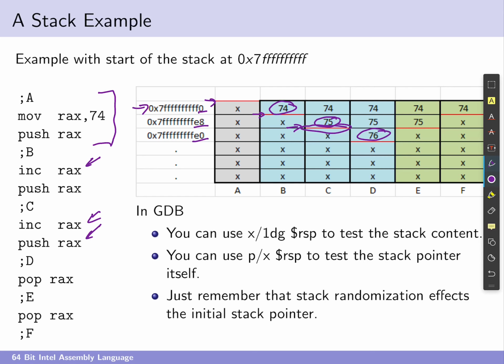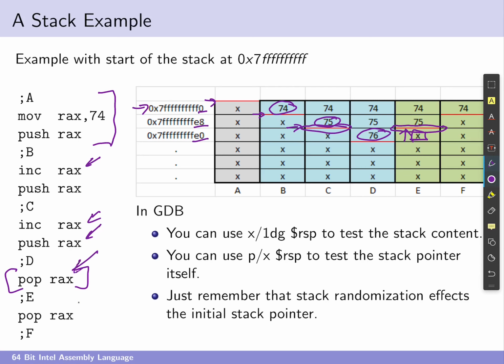What happens if we execute a pop instruction? Well, if I run pop RAX, it will increment the stack pointer. You see this red line now. So it will increment it, and it will extract the value that was where this X is now, and store it in RAX. So in this case, RAX would contain the value of 76.